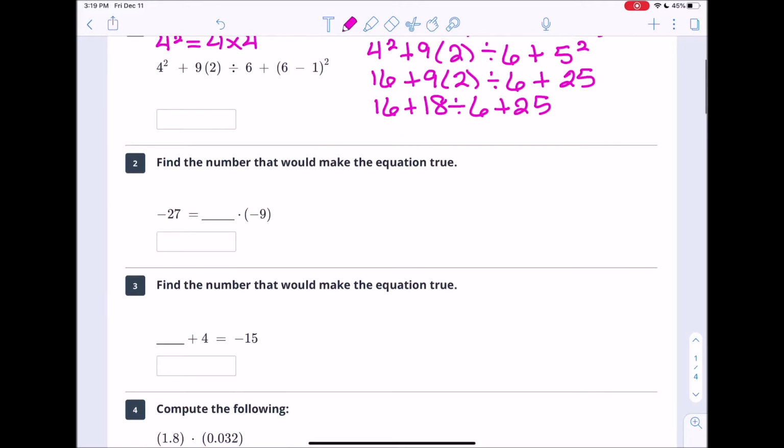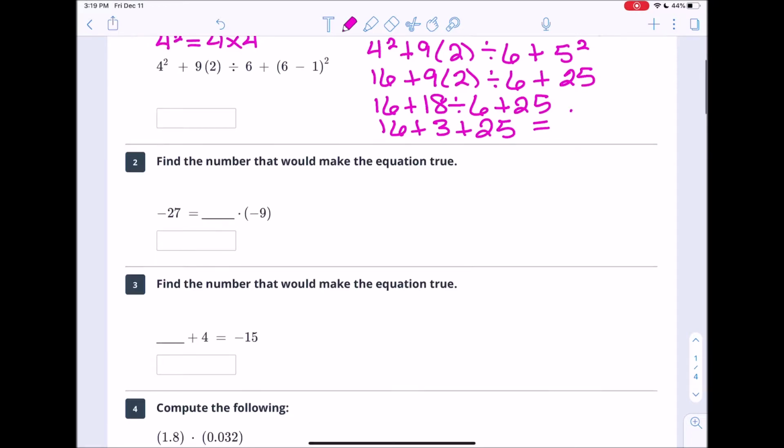So the next one we're going to do is that division. So 16 plus 18 divided by 6 is 3 plus 25. Now I'm going to go ahead and just add from left to right. 16 plus 3 is 19 plus 25, and that is 44, and that's our final answer. Okay, 44.